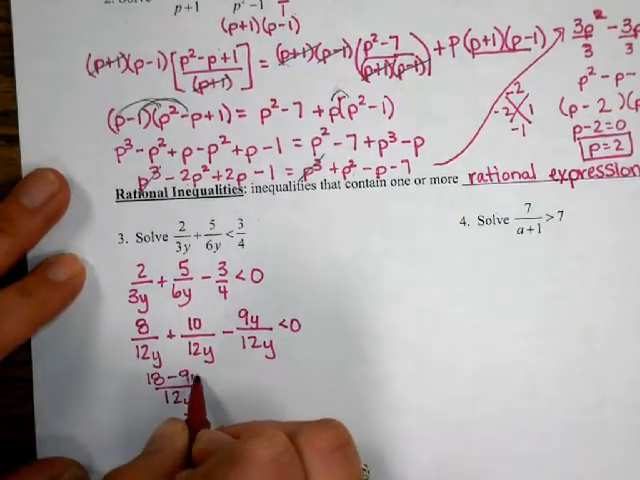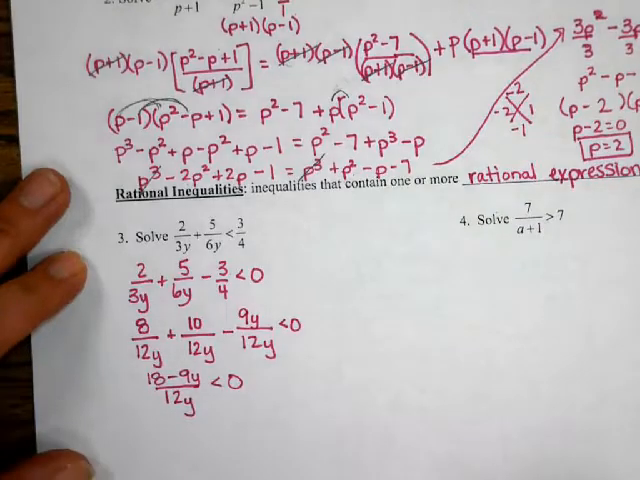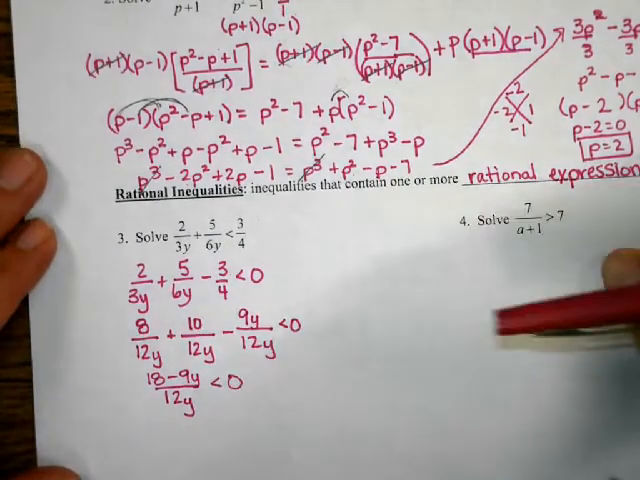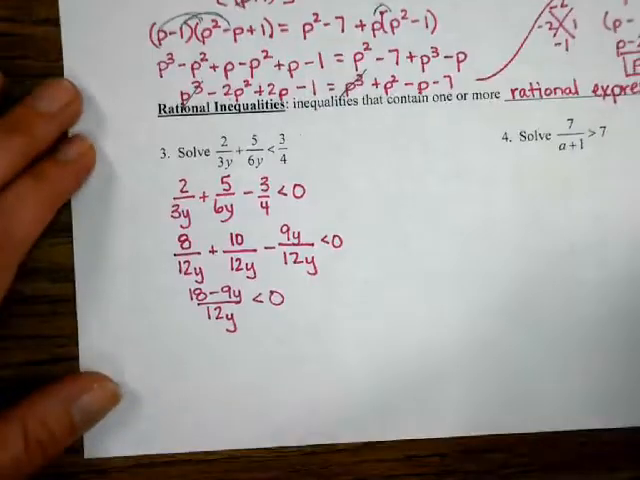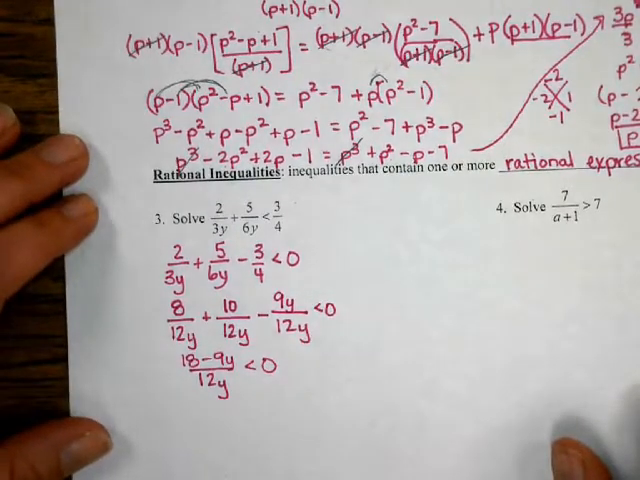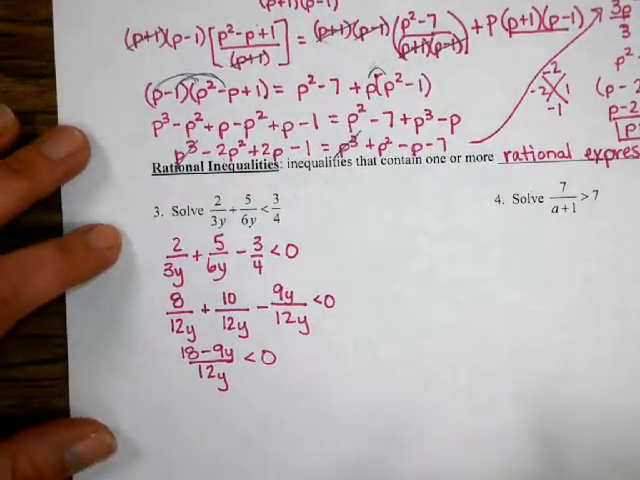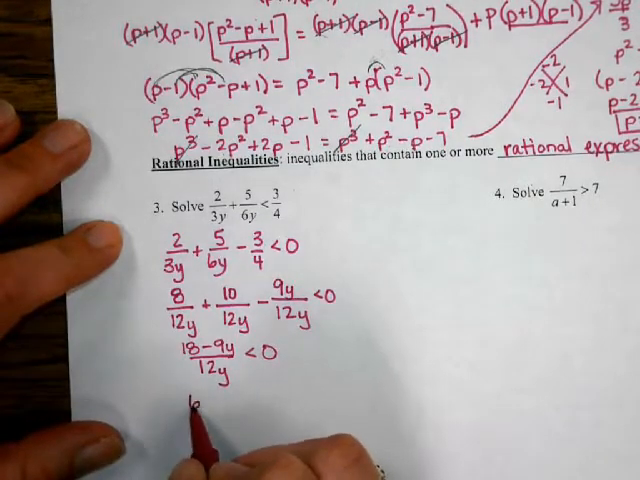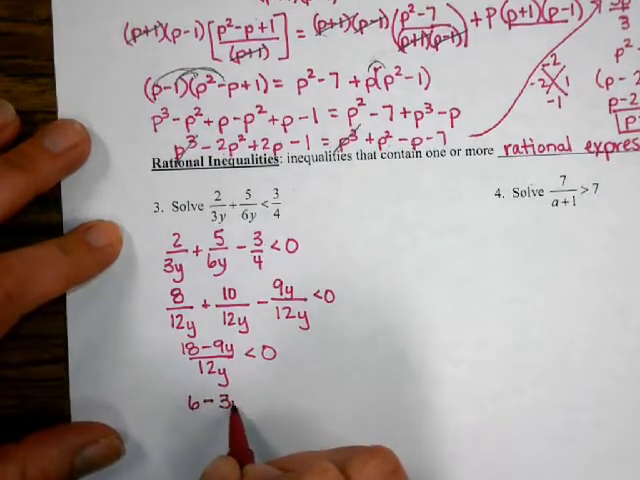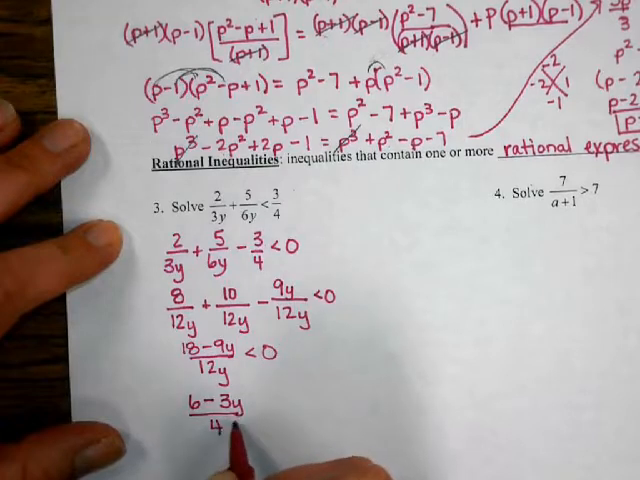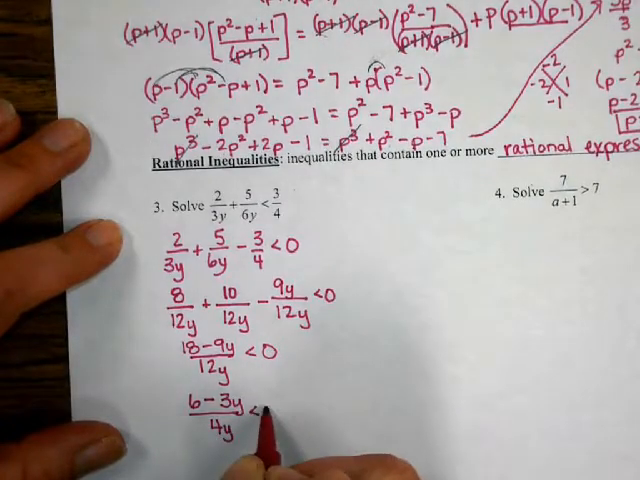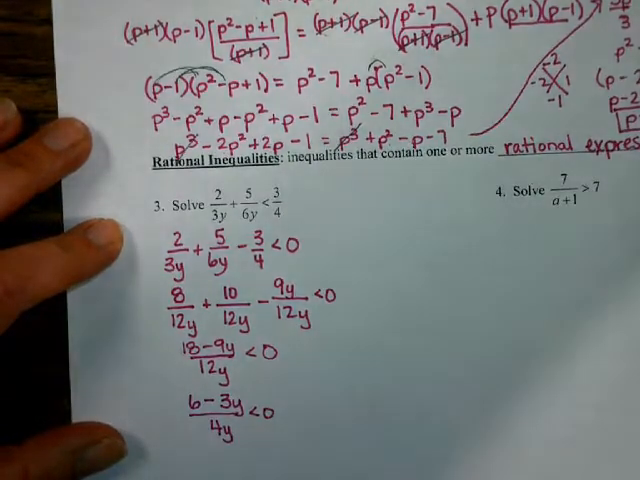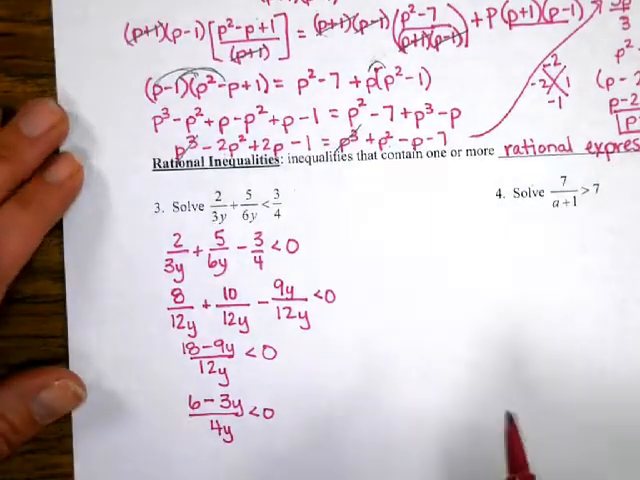All right, now take a quick little peek at that guy, and notice that they're all even. Actually, they're divisible by 3. Sorry, they're not even. They're all divisible by 3. So I'm going to divide everybody by 3, and I get 6 minus 3y all over 4y is less than 0. Okay, now we're going to make 3 number lines. Our first number line is going to talk about our numerator.